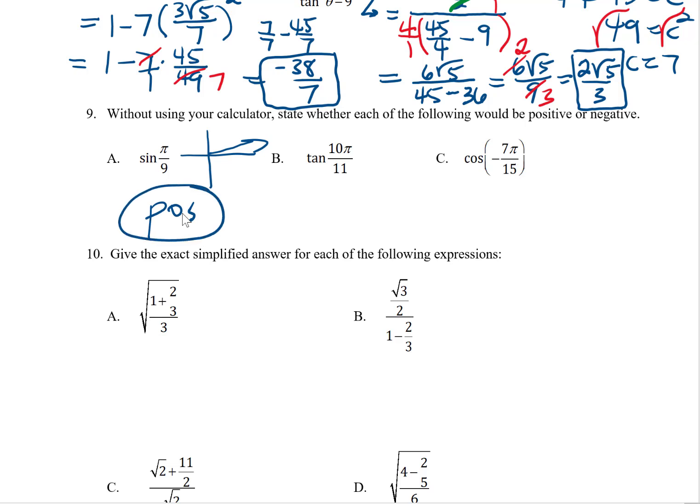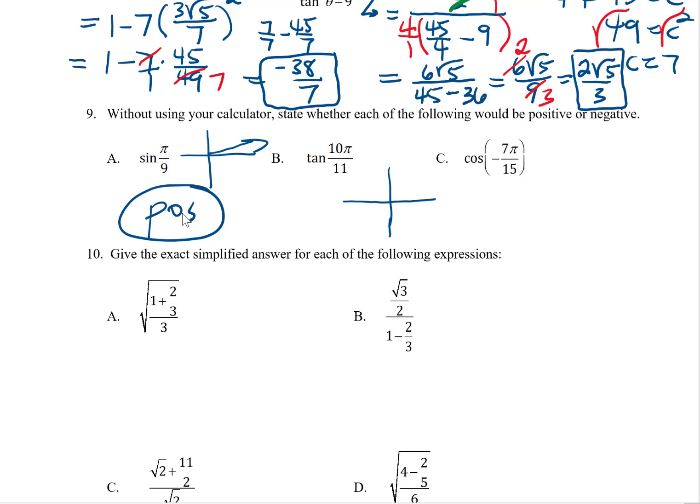Letter B, how about 10 pi over 11? Where is that? I mean, obviously I could do the mental 180 thing, but what I'm thinking is 11 pi over 11 would simplify to just pi, to 180 degrees.